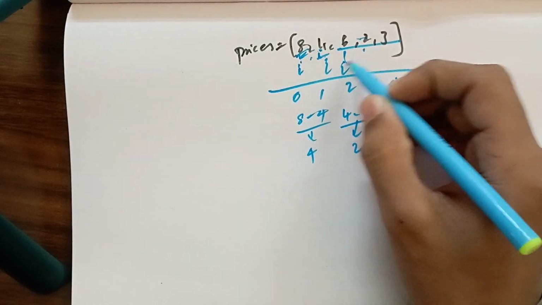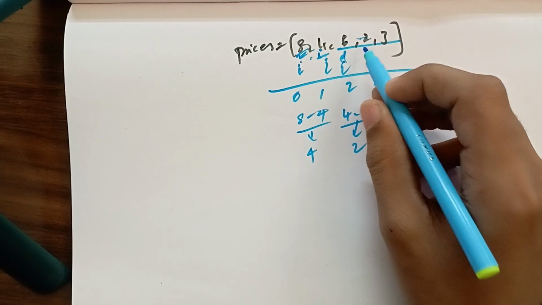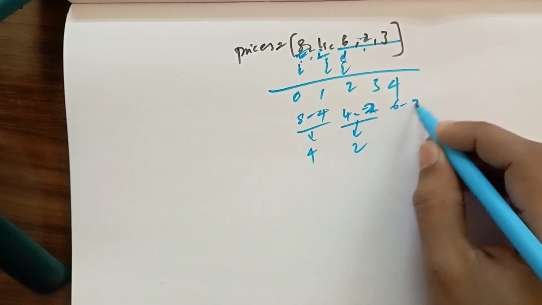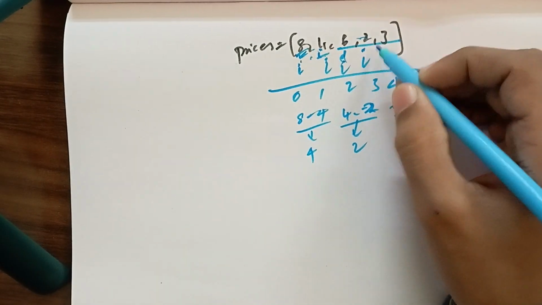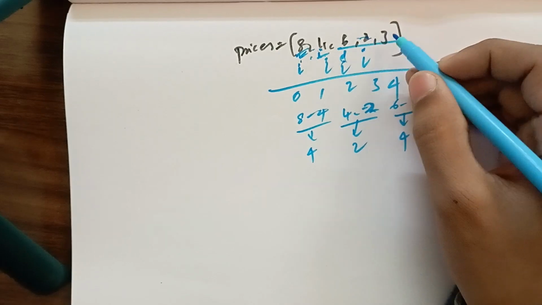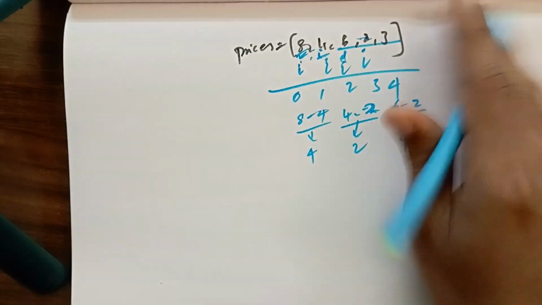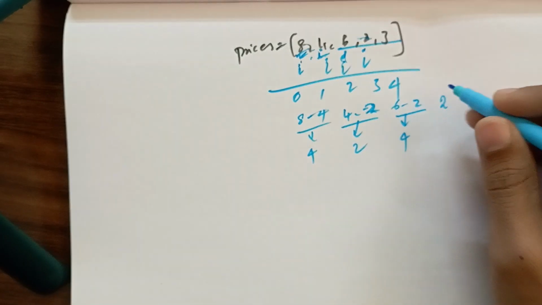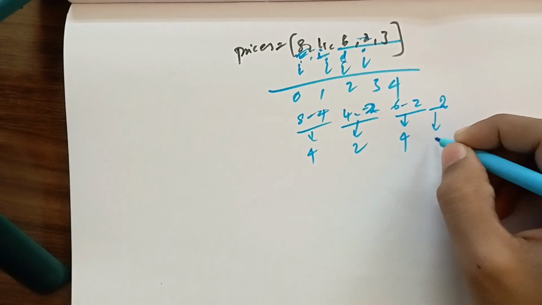Now j will be pointing from here to here. Now if you start from here, 2 is less than or equal to 6. So 6 minus 2 will give us 4. After that, i will be coming to here. After 2, there is no element which is less than or equal to 2, so there will be no discount applied for this. For 2, it will be 2 only.